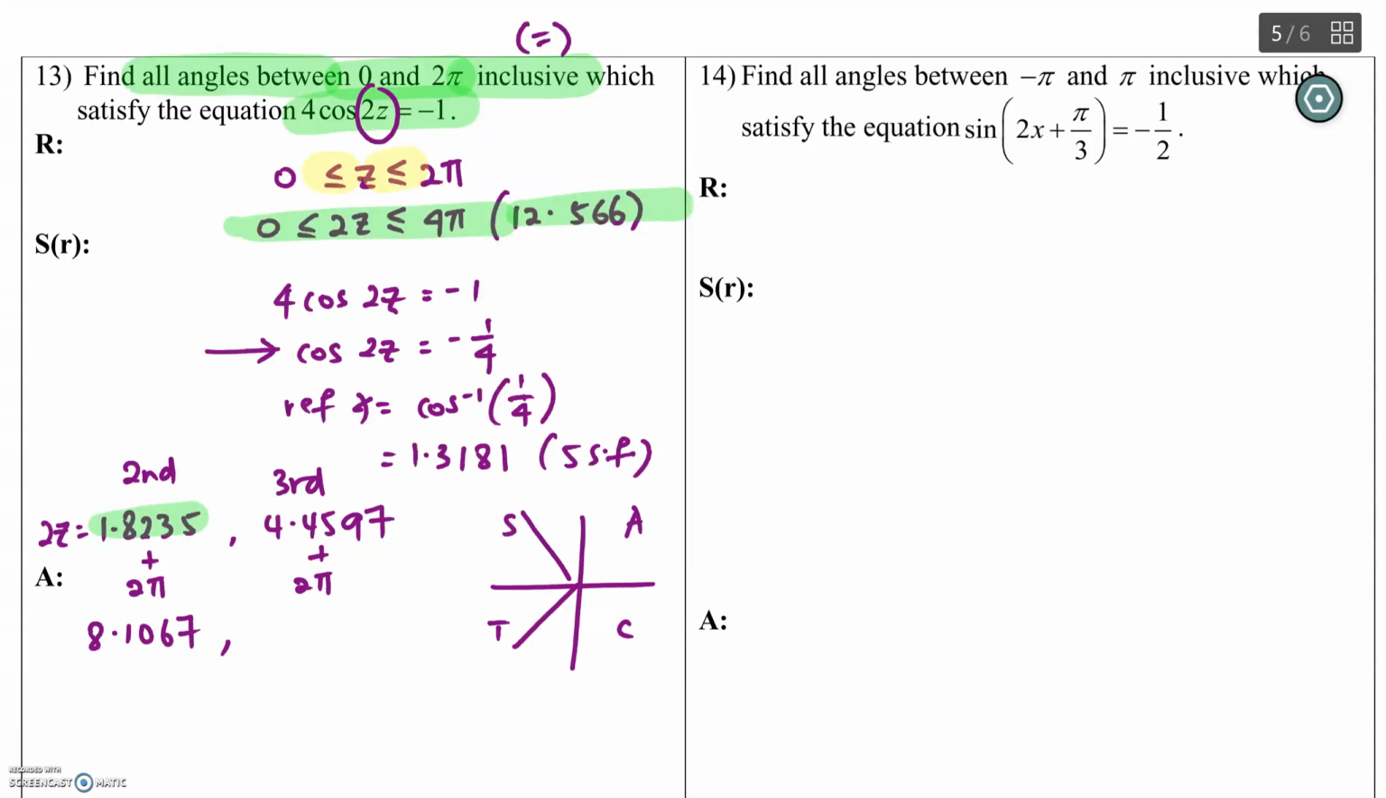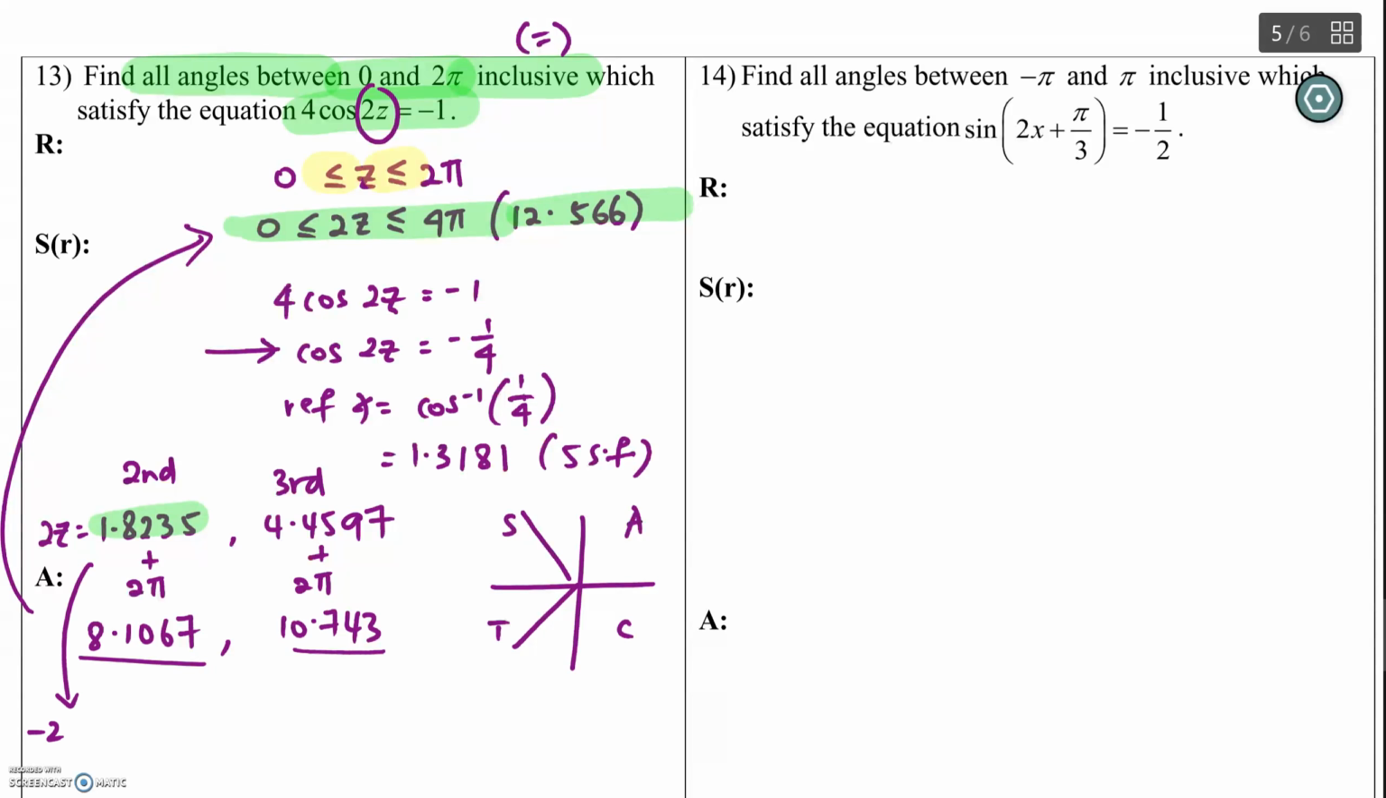Similarly, for the third quadrant, let's add another 2 pi. You will get 10.743, and it lies in the range given above. So both of them are also solutions of 2z. Okay, let's check whether we can subtract 2 pi. Okay, so minusing 2 pi, will it be possible?